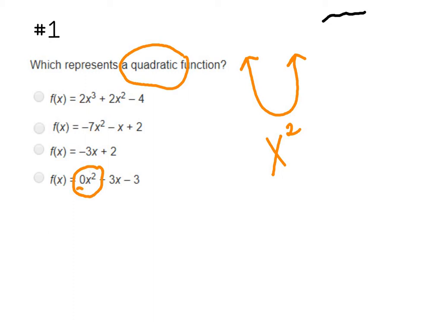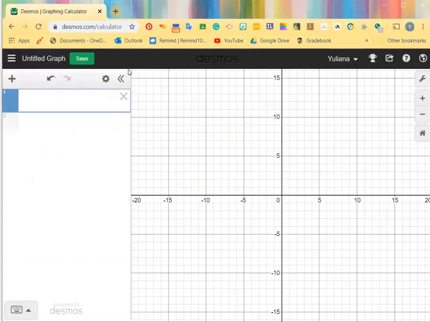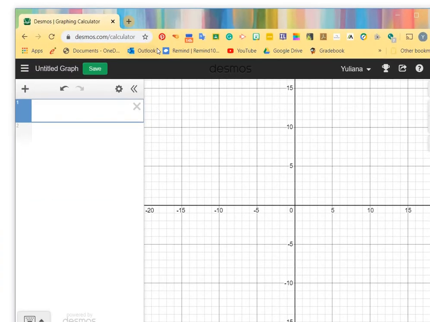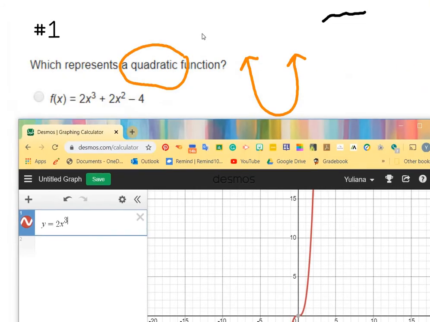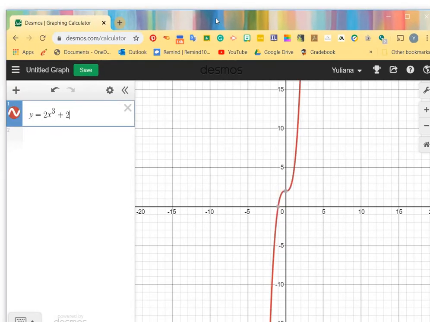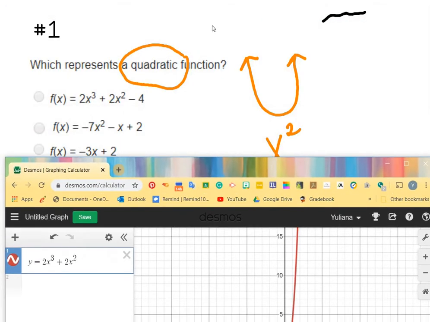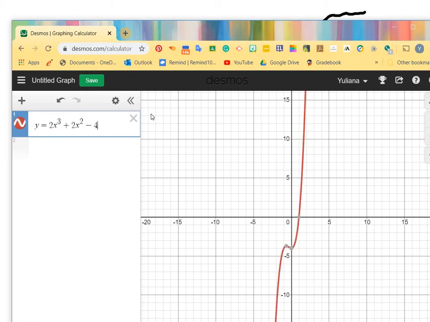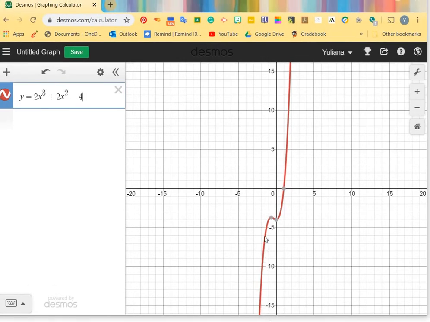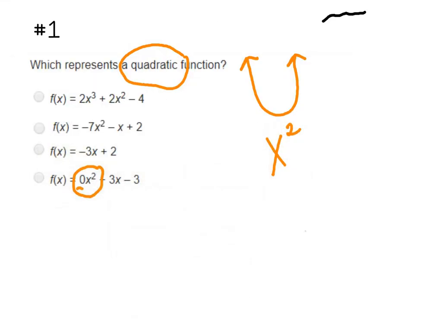And if I graph these in Desmos, so if you haven't accessed Desmos, remember it's going to be desmos.com/calculator. So if I graph the first one, y equals 2x to the third plus 2x squared minus 4. Remember, a quadratic is going to make a U shape. It's going to make a parabola. So in this case, it's not a quadratic, right? Because it's not making the appropriate shape. And the highest exponent is 3, and we want it to just be a squared. So you're going to look through those and see which one has the highest exponent of 2.